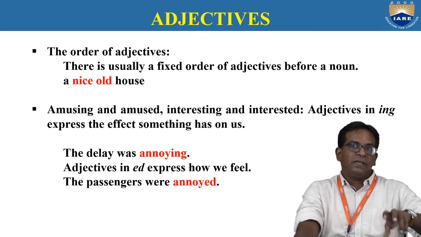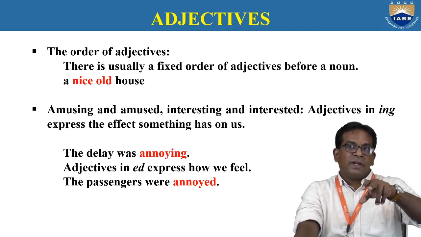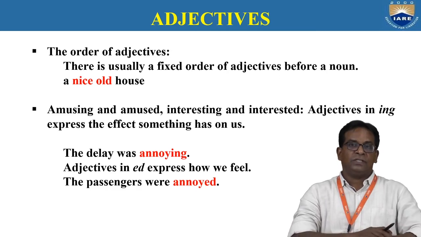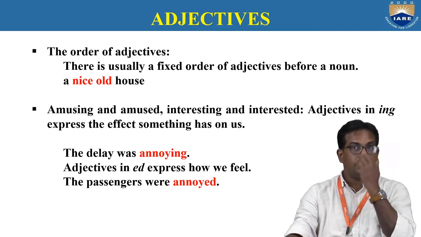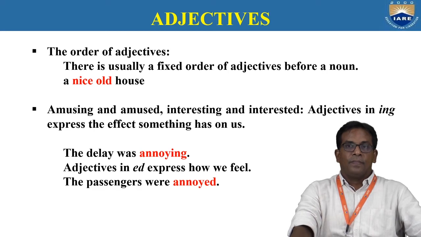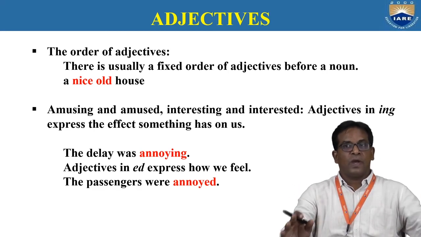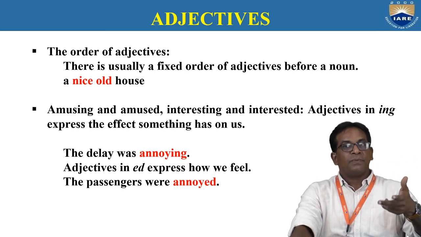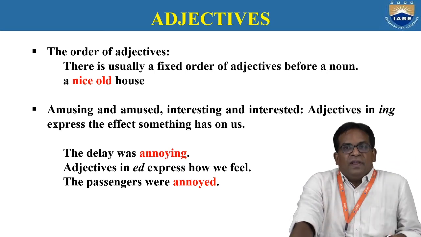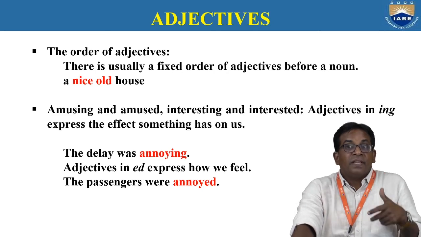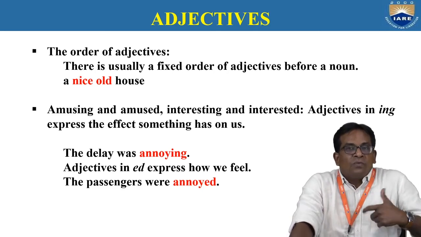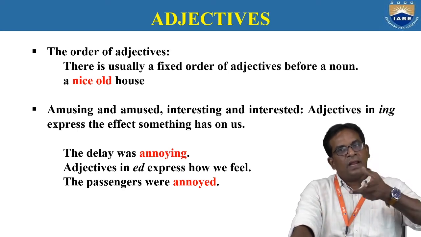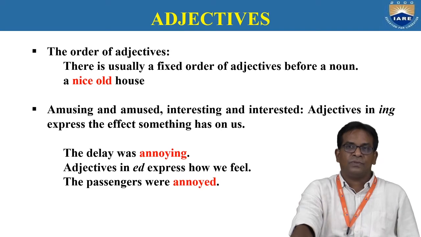An adjective in the past participle expresses how we feel. The passengers were annoyed. The passengers were annoyed. See, an adjective in the past participle expresses how we feel. Something has an effect on us, and that is what we feel. So, using the present participle and past participle as adjectives.